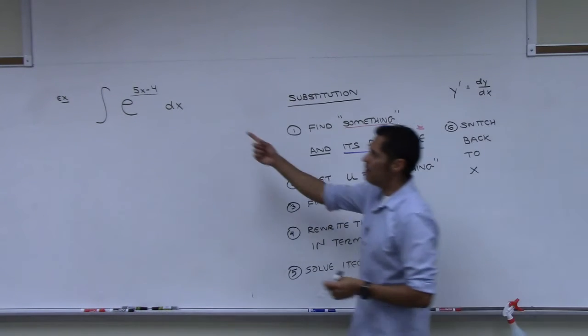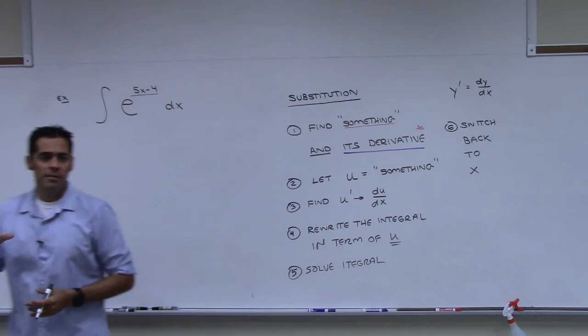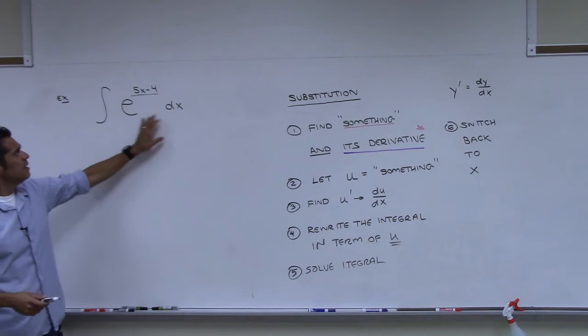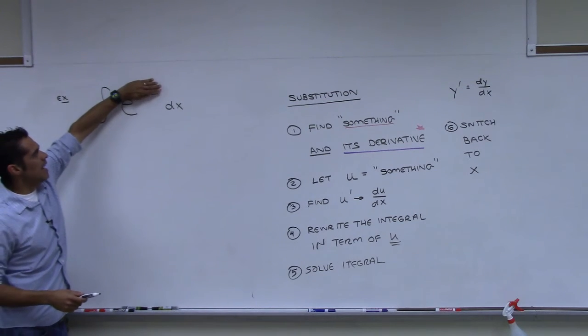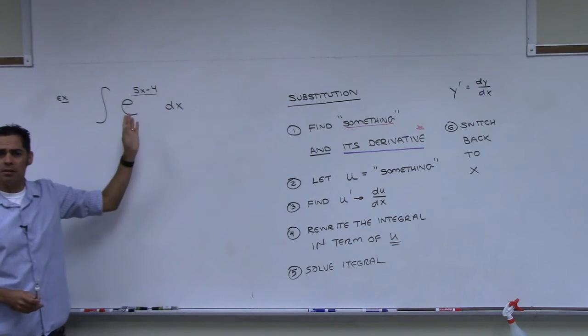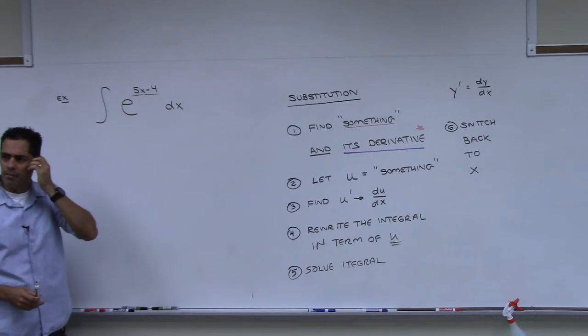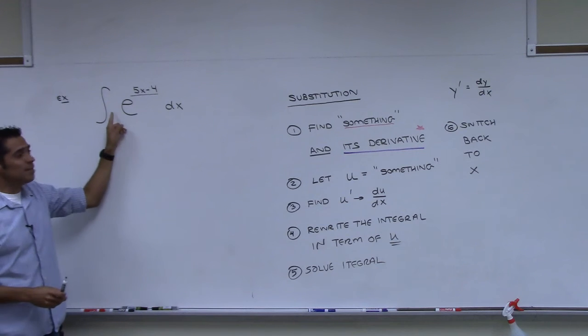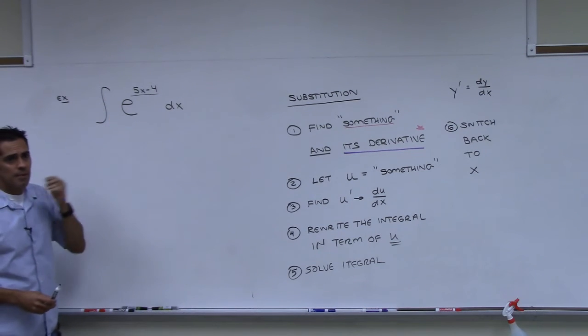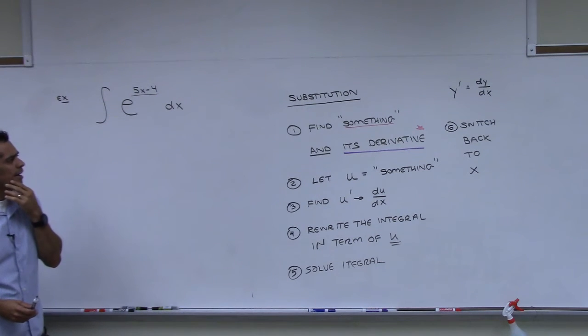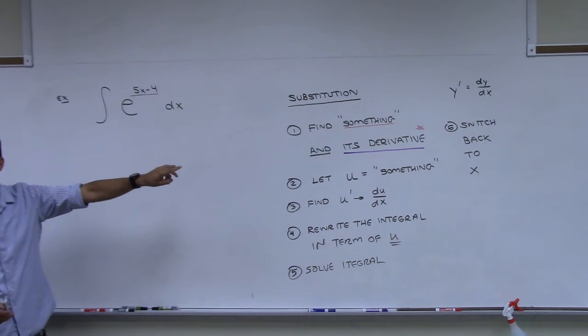What's the derivative of 5x minus 4? 5. Do you see a 5 here, other than the 5 up there? You can't look at that anymore. Do you see a 5 anywhere here? No. You're off, right? By a constant? It would be real nice if we had a 5 out here, right? We're off by a constant. Is that okay to be off by a constant? Well, that's why I put that star there.